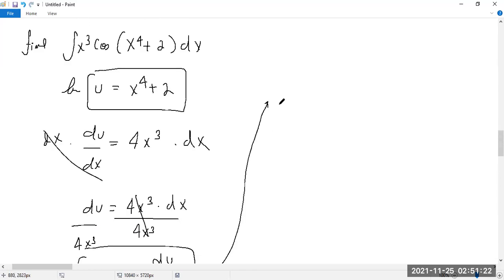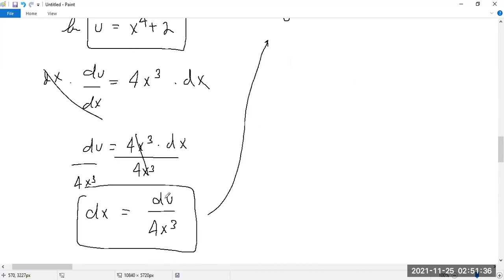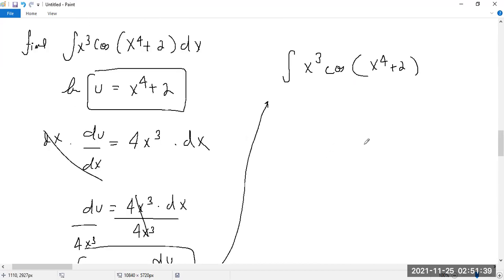And so what I can do here is say that this is x cubed cosine. I let the x to the 4th plus 2 be u, so that is x to the 4th plus 2. And then the dx is replaced by du over 4x cubed. At this point, it would just be a matter of re-expressing this as x cubed cosine x to the 4th plus 2, where the inside I've actually restated as being u.